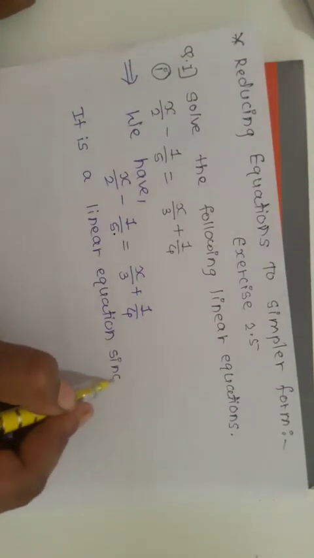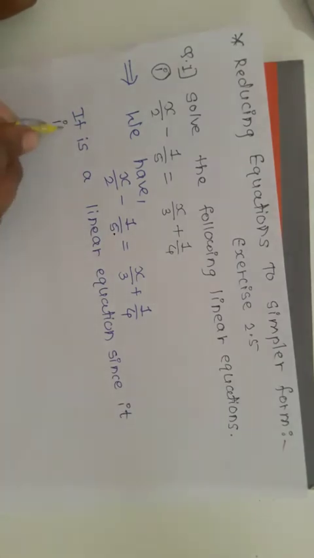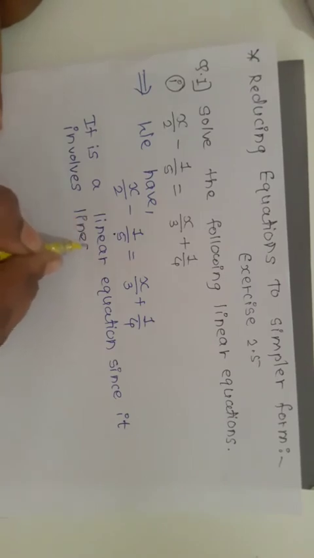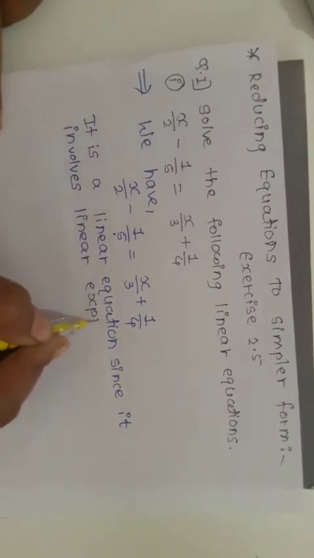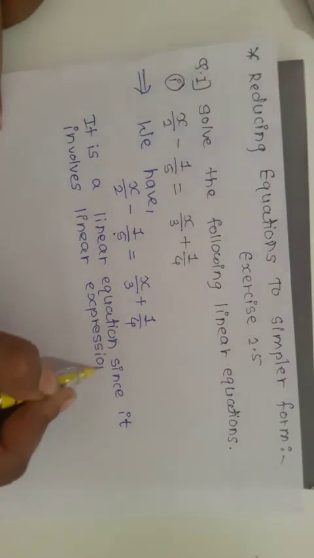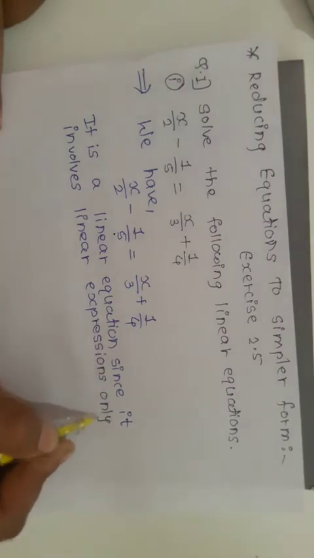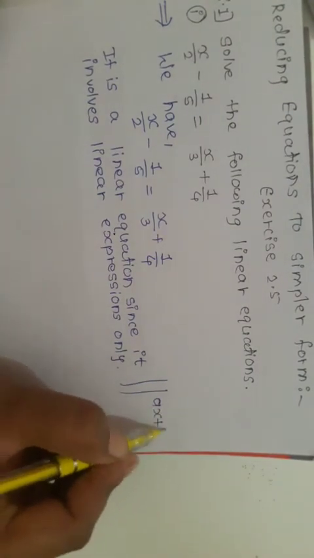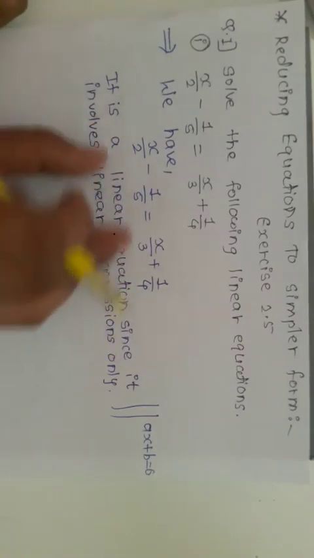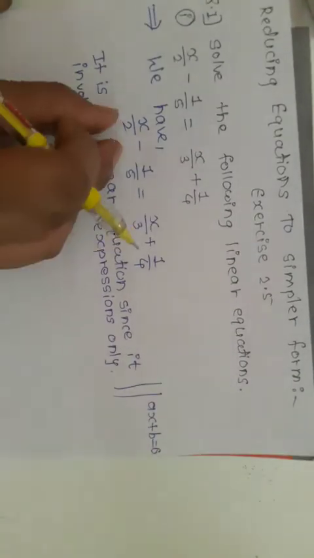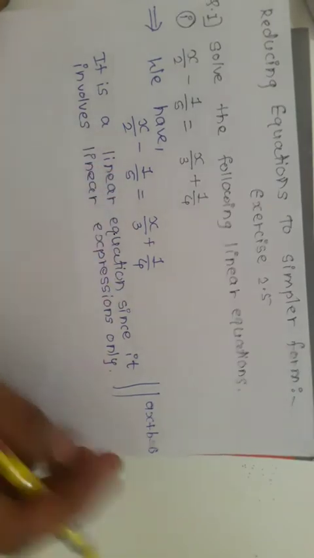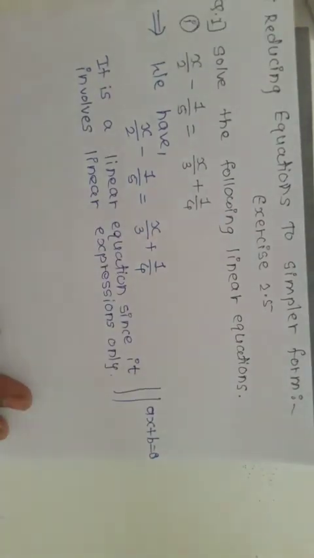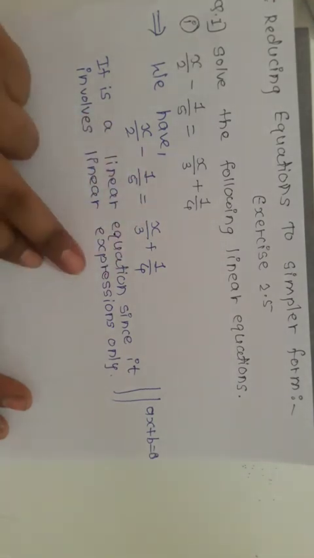It is a linear equation since it involves linear expressions only. We know how we can write a linear equation in general form: ax plus b is equal to 0. Obviously these are linear equations because they contain only one variable, ax plus b is equal to 0. So the given equation is a linear equation because it contains linear expressions only.